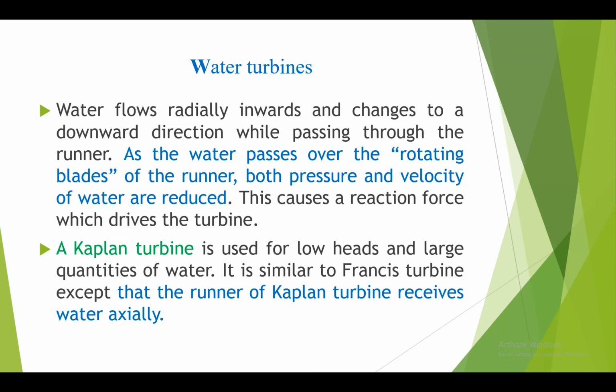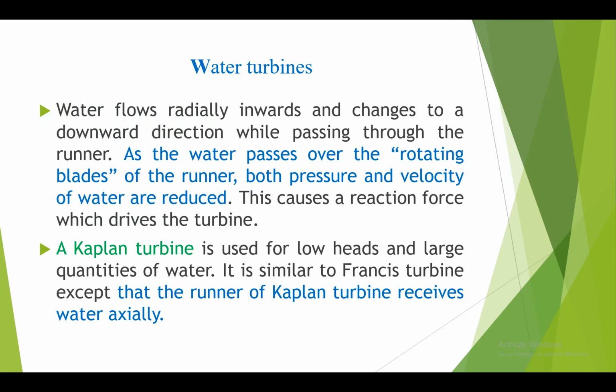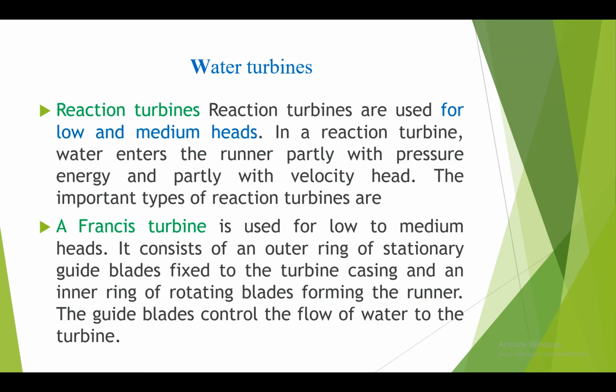The next one is Kaplan turbine, that is used for low head and large quantities of water. If the amount of water is large and the head is low, we use Kaplan turbine. It is similar to the Francis turbine, except that the runner of Kaplan turbine receives water axially. There we receive water radially inward, and here it receives water axially. So these are the two types of the reaction turbine.